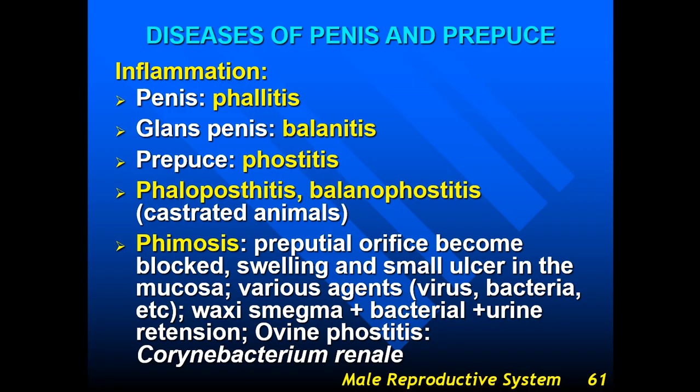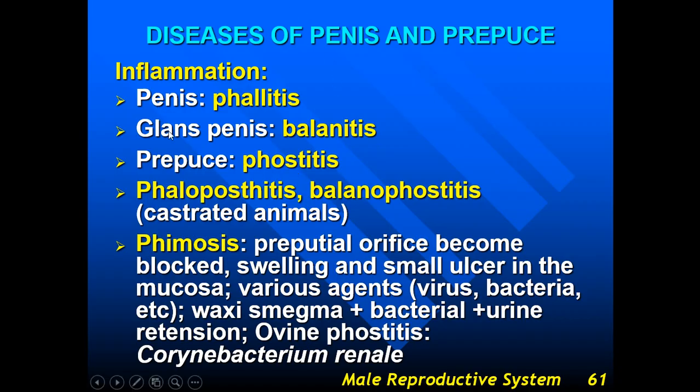Other examples of disease in the penis and prepuce can also be inflammations. You can see here some examples. Inflammation in the penis we call phallitis. If inflammation occurs in the tip of the penis or in the glans penis, we call it balanitis. If the inflammation only occurs in the prepuce, we call it posthitis. But usually it's always combined.